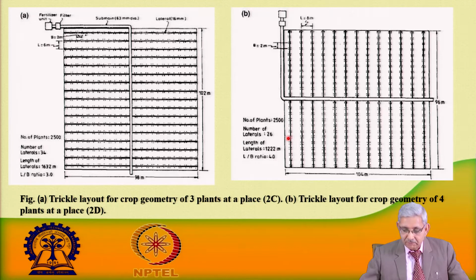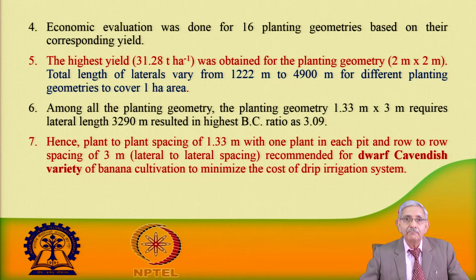In another geometry, the spacing between the laterals is 8 meter. The purpose is to reduce the length of lateral. Planting is done at 2 meter by 2 meter, but there are 4 plants adjacent to each other. The number of laterals, which was 34, is reduced to 26, and the total length of the lateral was 1632 meter in the earlier case and here it is 1222 meter. We took such observations and then yield data were recorded.